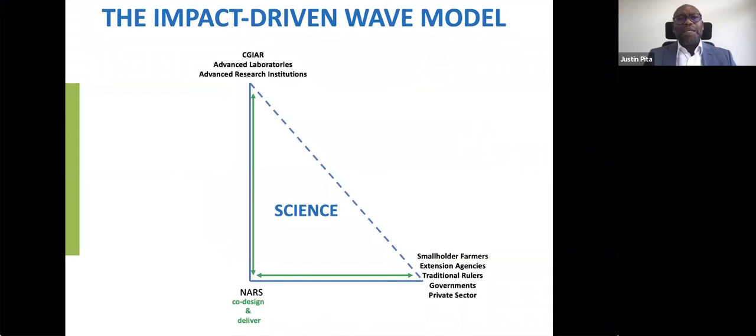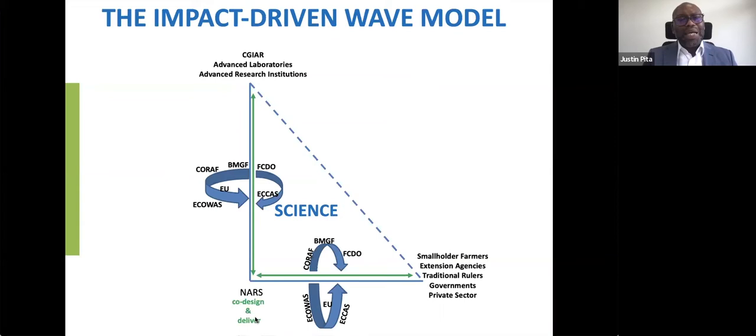Our model is really an impact-driven model centered around the NAS. We co-design and deliver science with the advice laboratories, but also depending on the needs of the customers, who are smallholder farmers, extension agencies, traditional rulers, government, private sectors, all done with donors like BMGF, FCDO, but also institutional, regional institutions like ICAS, ECOWAS, CORAF.